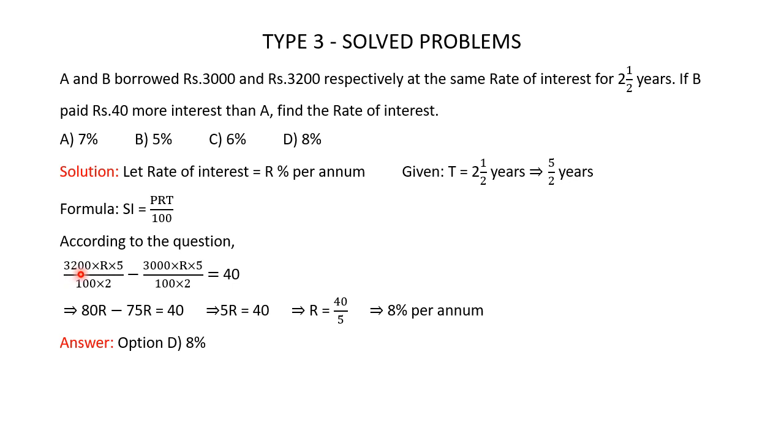3200 multiplied by R multiplied by 5 by 2 divided by 100, which is the simple interest paid by B, minus 3000 multiplied by R multiplied by 5 by 2 divided by 100, which is the simple interest paid by A, is equal to 40. On solving this equation, we get R is equal to 8, which means the rate of interest is 8% per annum. So the correct answer is option D, 8%.